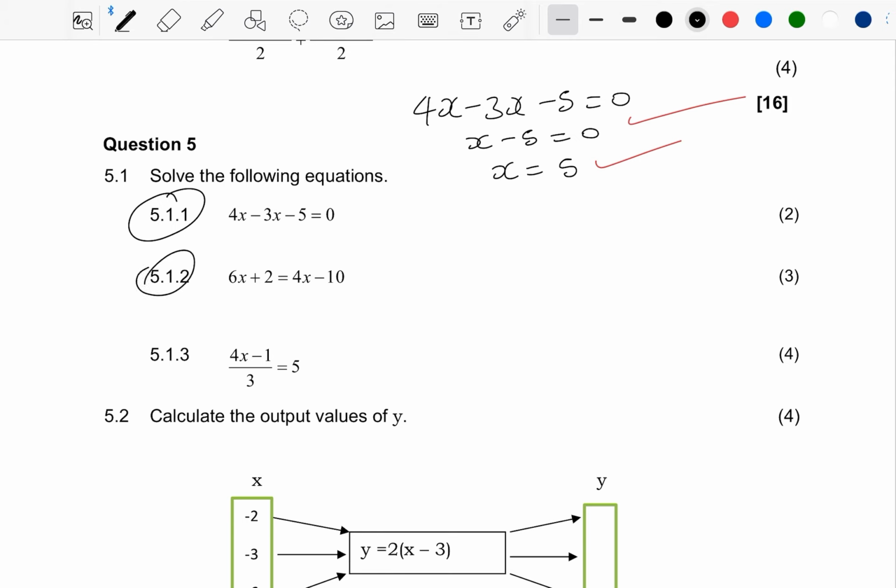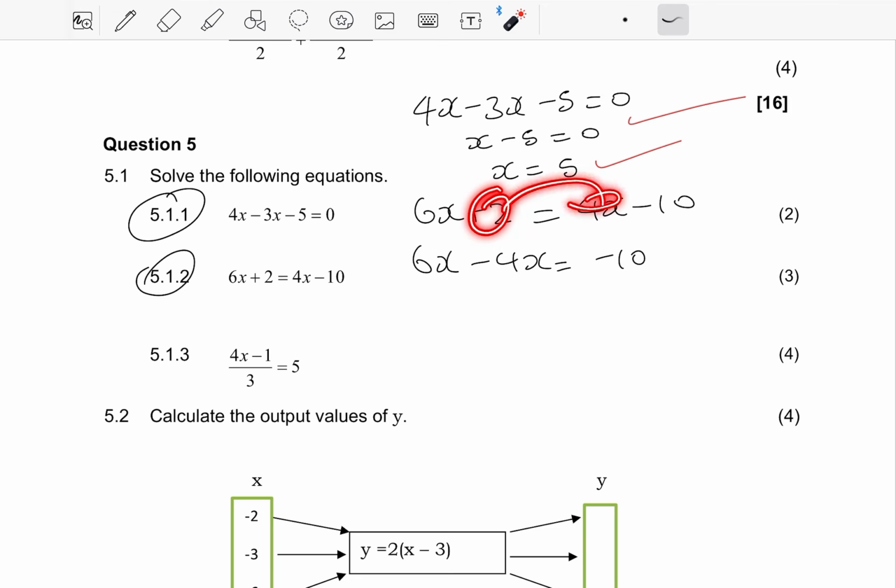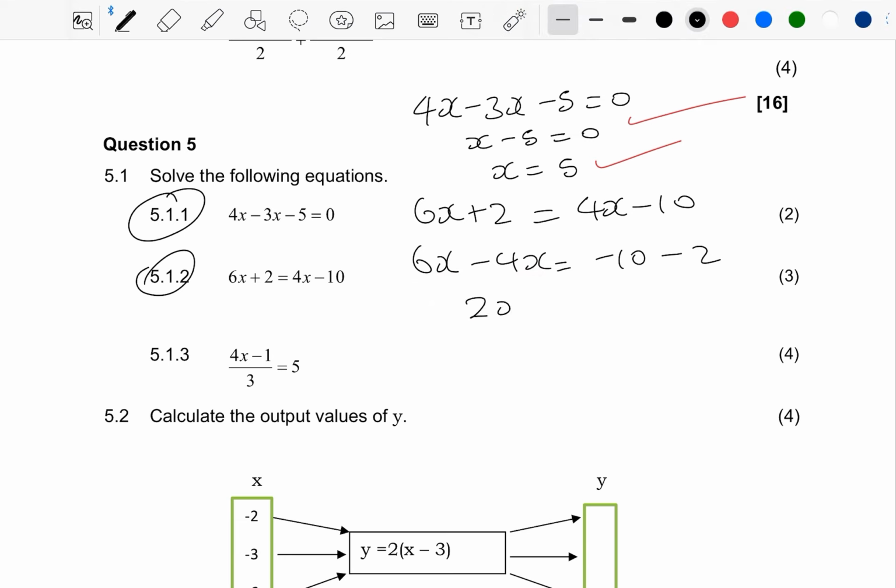5.1.2. With 5.1.2, again, you've got 6x plus 2 is equal to 4x minus 10. So what you would do here is group the like terms. Okay, so you've got 6x, take that 4x, put it on your left hand side, it becomes negative 4x, and you get negative 10 on your right hand side. Now you're going to take that 2, put it on your right hand side, and it becomes negative 2. The sign changes, right? And then you have 6x minus 4x, that is 2x. 6 minus 4, that's 2, so it's 2x. And then negative 10 minus 2 is negative 12.